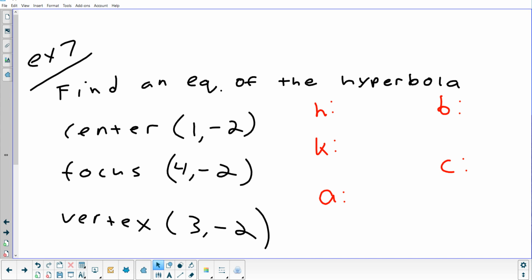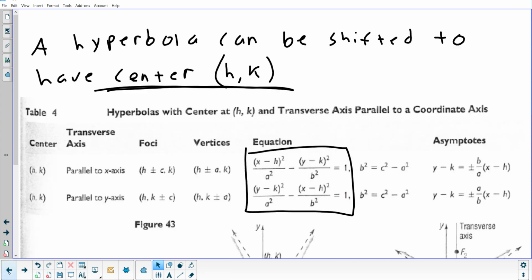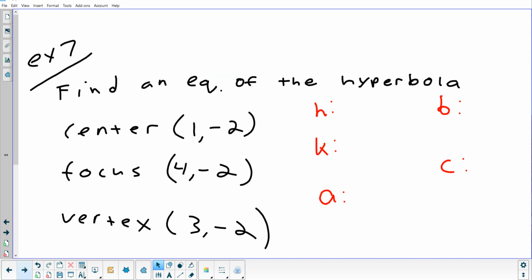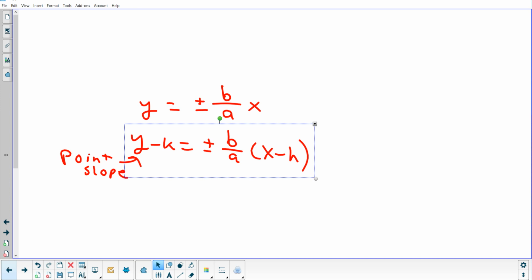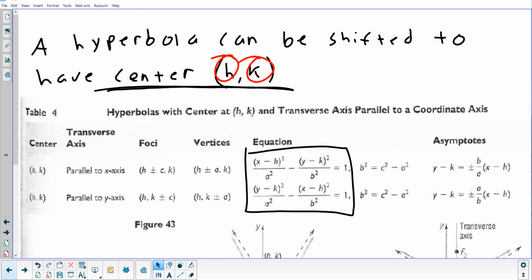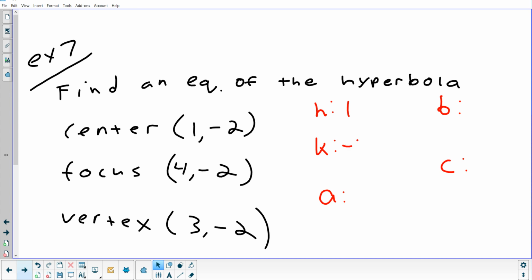Does anybody see what H is in this case? Yeah, 1. Let's look at it. The coordinate of the center is H, comma, K. So let's look at our center and tell me what's in this spot. Just 1. What about K? Yep, -2. K is whatever number is in that spot. Those are the only 2 extra things you had to find.